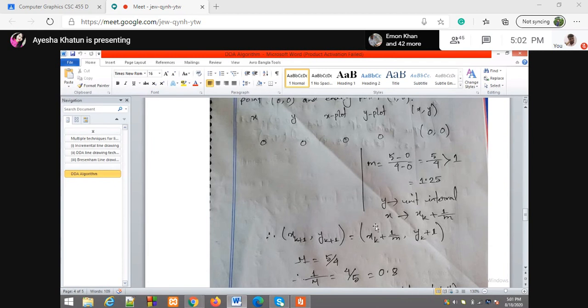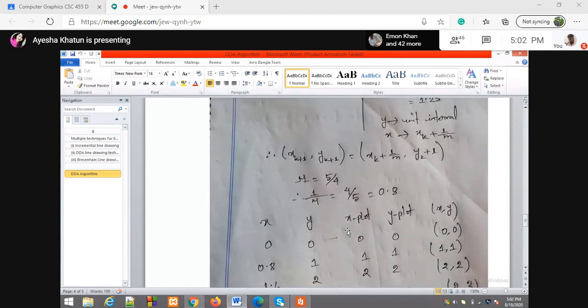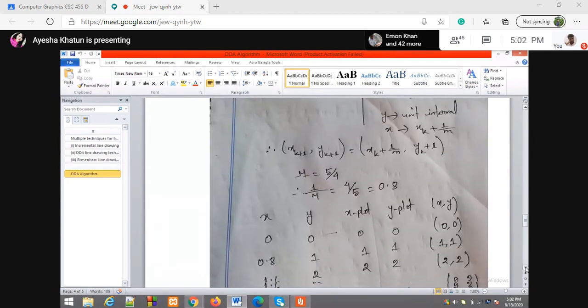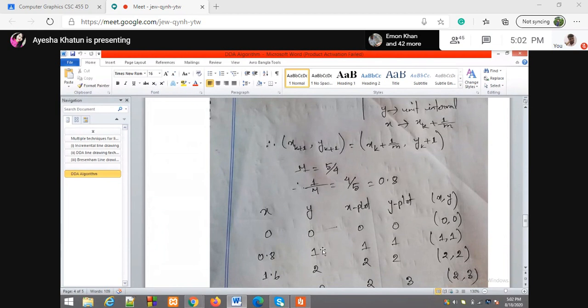We will get 0, 0, the x value and y value. Now the y will be incremented by 1, so that is why we got 1. And x will be the initial value of x plus the m value. So m is 0.8, so 0 plus 0.8 we will get 0.8, right?